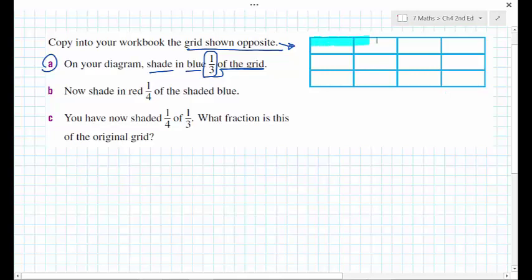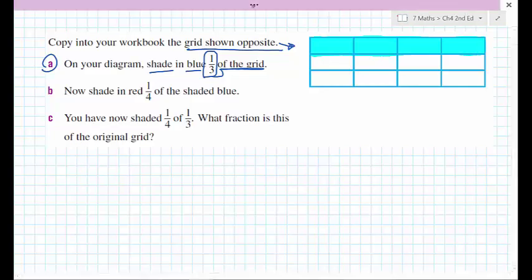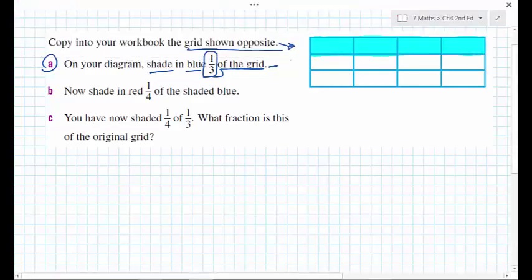Okay, so what I am actually going to do is go straight across the top here, and I'm going to shade that in blue. So that there is my 1/3.